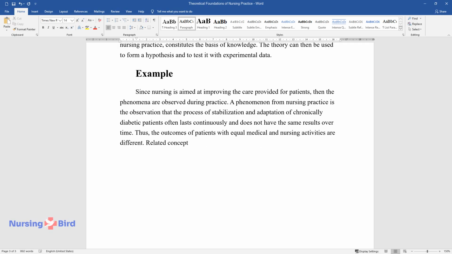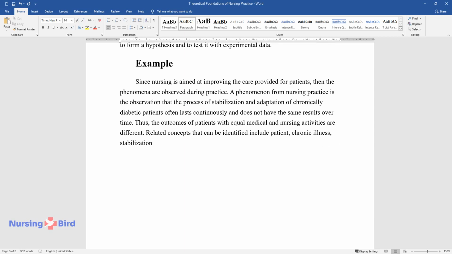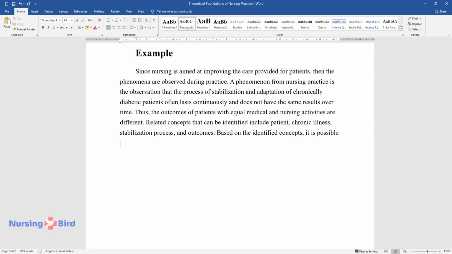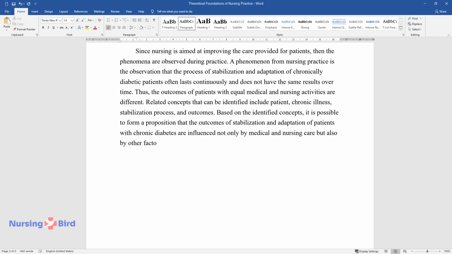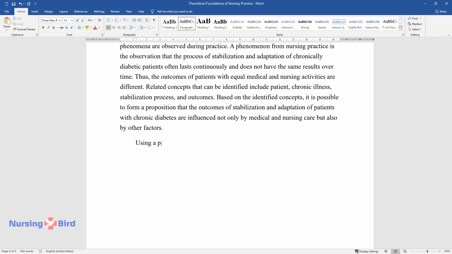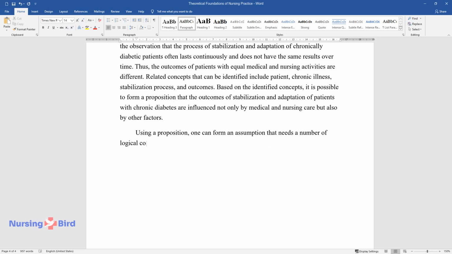Related concepts that can be identified include patient, chronic illness, stabilization process, and outcomes. Based on the identified concepts, it is possible to form a proposition that the outcomes of stabilization and adaptation of patients with chronic diabetes are influenced not only by medical and nursing care but also by other factors. Using a proposition, one can form an assumption that needs a number of logical conclusions.